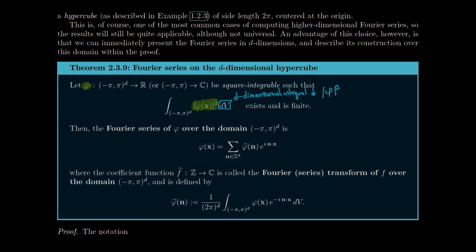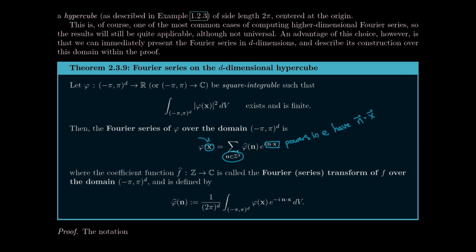So I just have to be careful that when I'm verifying this is square integrable, it has to be square integrable over the full volume in d dimensions over my full omega, which is minus pi to pi to the d power. As long as that exists and is finite, then I'm still going to be able to use a Fourier series. And the way I'm going to define it looks exactly the same as before, except we have to be a little bit careful in the fact that now my powers in the exponential have the n, which is now going to be a vector. That's why it's boldface. It's going to be a dot product with the input x.